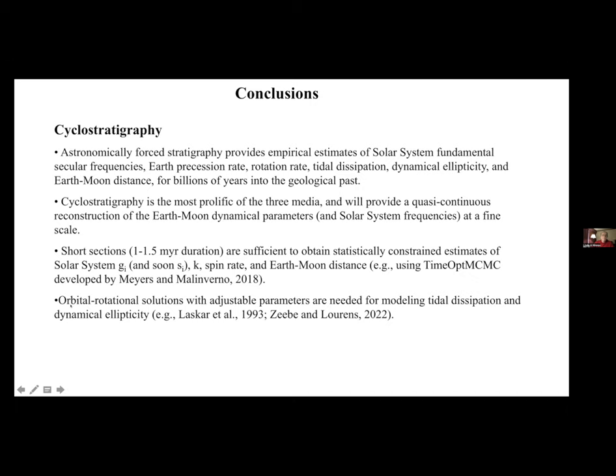And finally, orbital rotational solutions with adjustable parameters are needed for modeling tidal dissipation and dynamical ellipticity in the way that Laskar et al. 1993 provided, and now most recently has been provided again in a different way by Zeebe and Lawrence.